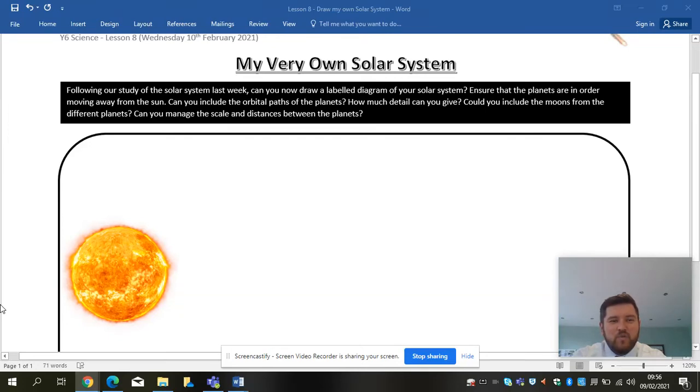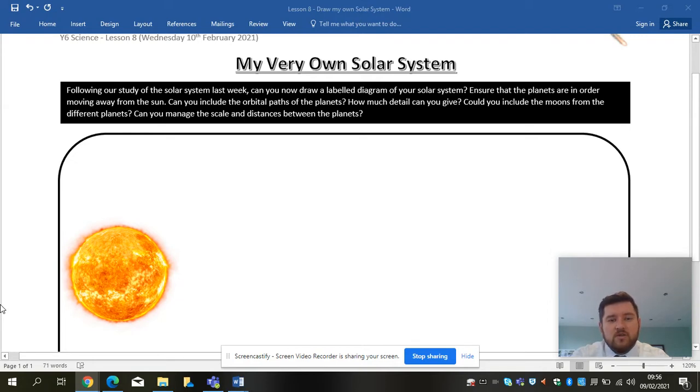We're on lesson 8, Wednesday the 10th of February today, and you will see the title of our task today is My Very Own Solar System. So we've learned about the different solar systems, about our solar system. We've learned about planets, the moons, stars, constellations, galaxies. We've learned all sorts of different things about what makes up our solar system.